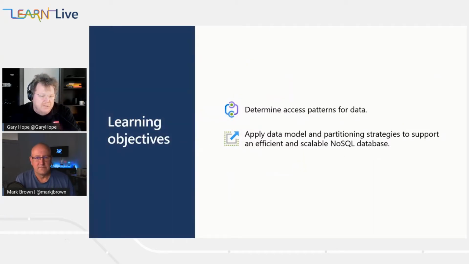So today's session is live. All the mistakes we make are our own. What we're going to cover today is really around the access patterns, how you understand your application's access patterns, and how you model your data according to those access patterns so that you get a highly efficient, highly scalable Cosmos DB deployment at the end of it.